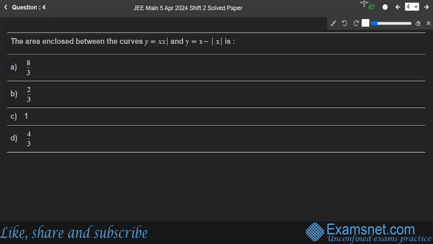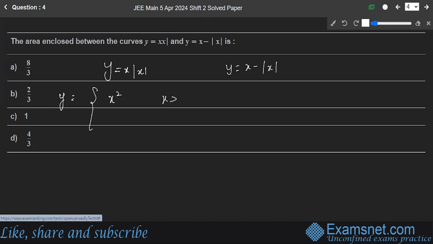Question number 4. The area enclosed by the curves y is equal to x into mod of x and y is equal to x minus mod of x. We are having two equations. First is this and the second is given by this. So if I take this one, that means y can have two values. It will be plus x squared when x is greater than or equal to 0, or minus x squared when it is a negative number.